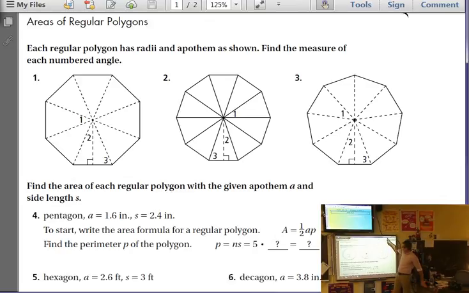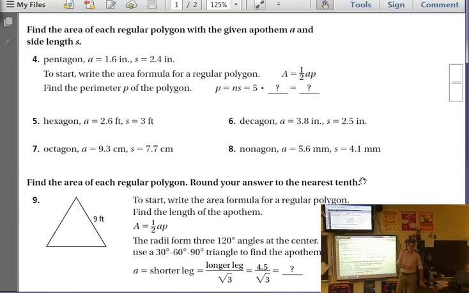Now, in our next set, we're asked to find the area of the regular polygon, and almost all of the work we do assumes that the polygon is regular. We have the apothem A, versus the radius. The apothem is like the long leg of the triangle, whereas the radius is the distance from the center to a vertex, so it is essentially your hypotenuse. So if we have a pentagon with an apothem of 1.6 and a side length of 2.4.